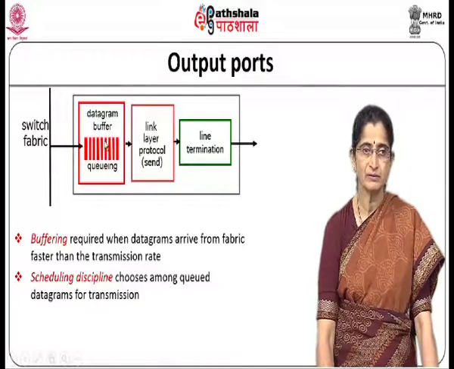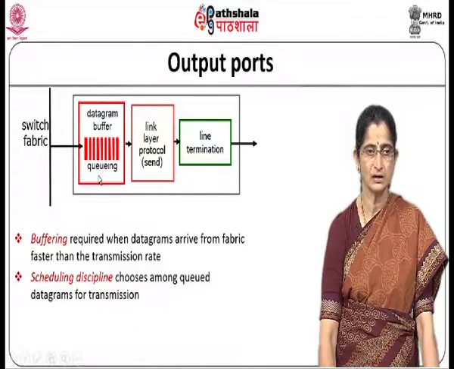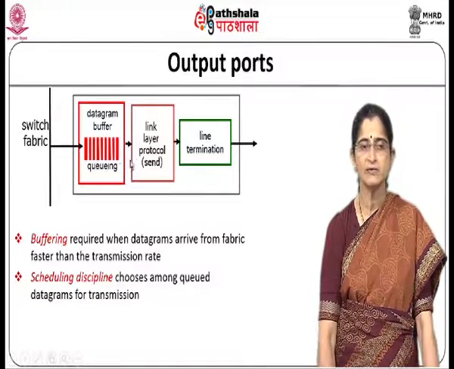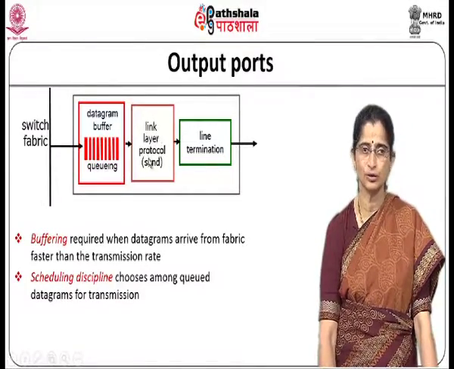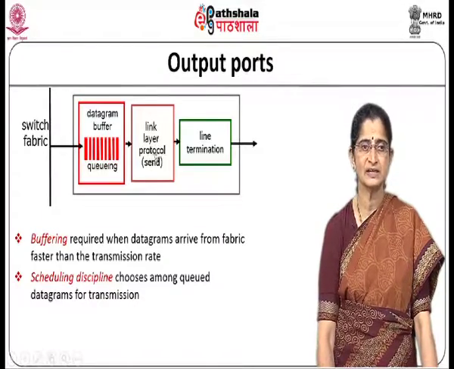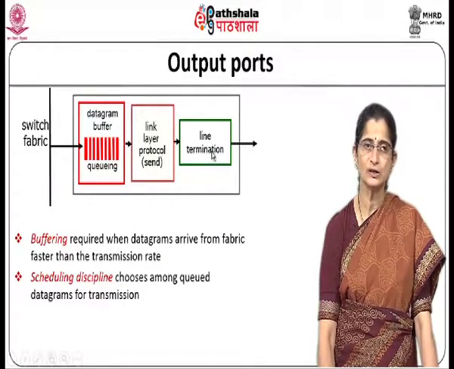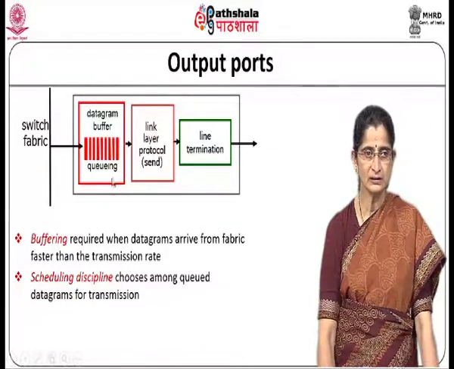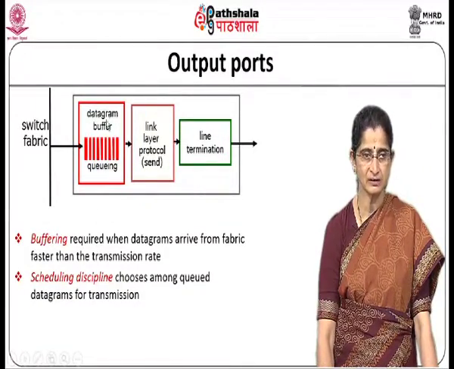So, you have a datagram buffer and queuing process, and basically some queuing will happen here. There are some queues and buffers present here, and from here it will go to the link layer protocol to do the send function. Basically, your Ethernet send function will take place here, and then it goes to the physical layer from where it is sent out. So, the important functions that take place are here.